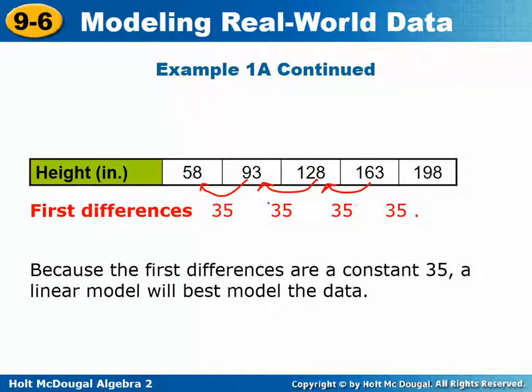So if you find that the first differences are constant, then you don't have to check the second differences or the ratios or anything else. We can say that this is going to be a linear model.